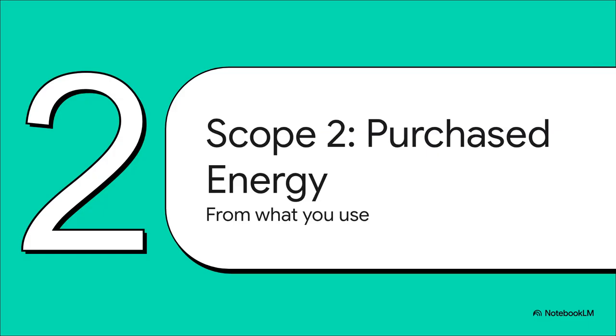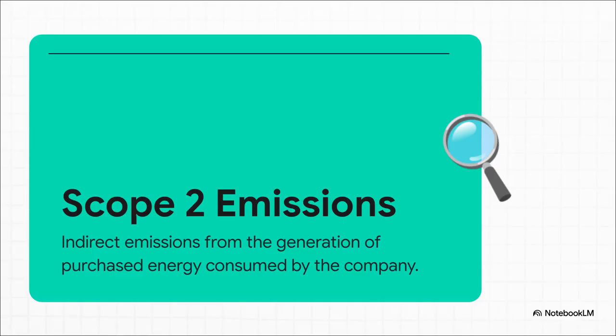Okay, so moving on from what you've burned yourself, let's talk about the first layer of indirect emissions, Scope 2. This is all about the energy your company buys and uses. Now here's the crucial difference. With Scope 2, the actual smokestack, the emission source, isn't at your facility. It's happening somewhere else, at a power plant miles away. But because you are the one who bought and used that energy, those emissions get chalked up to your company.